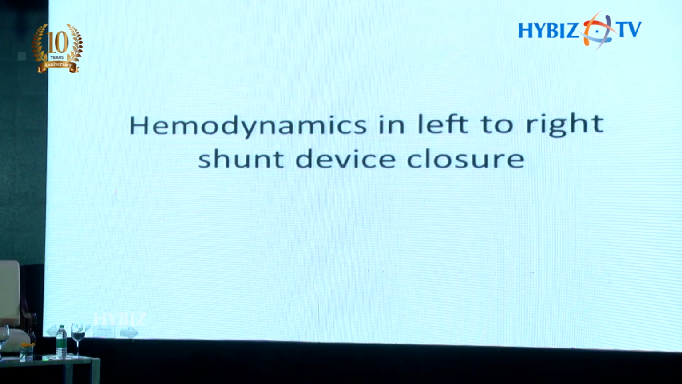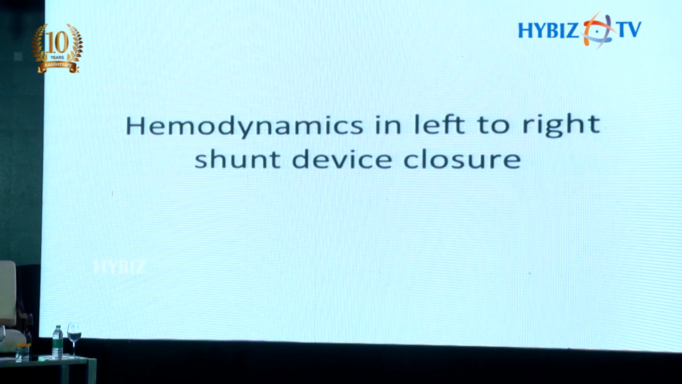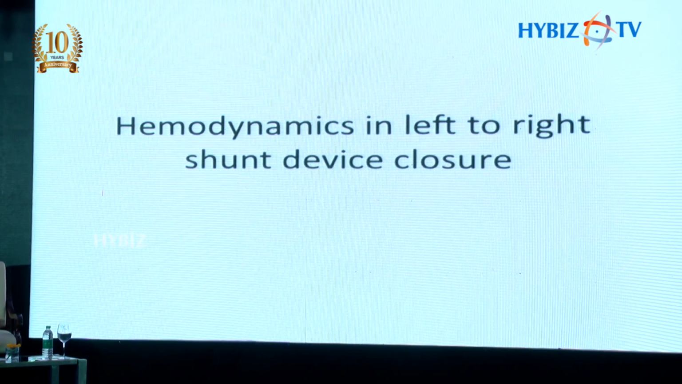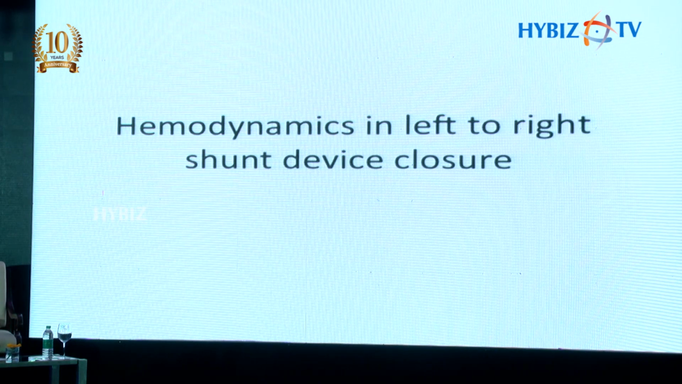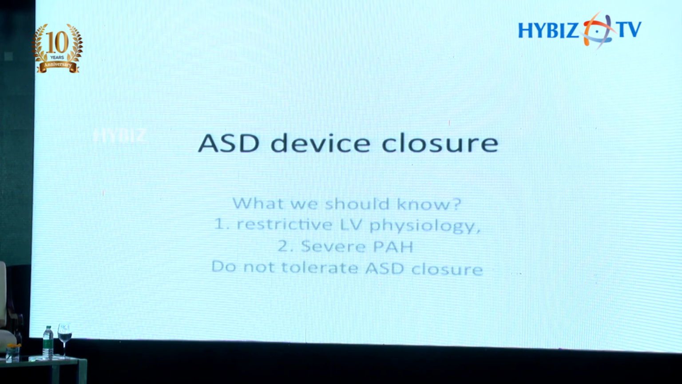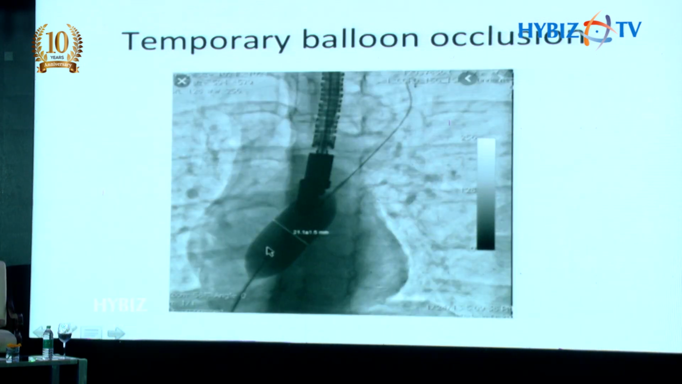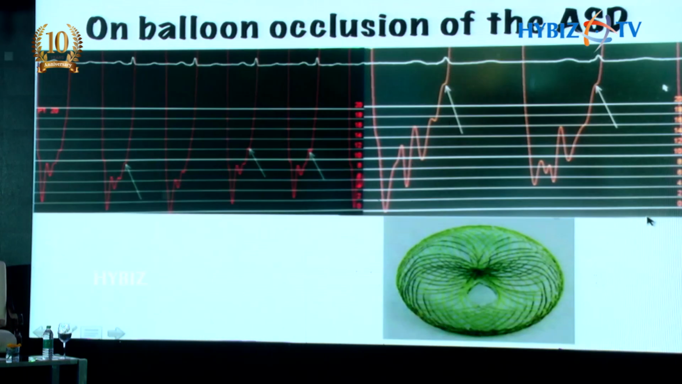We come to almost the last part, hemodynamics in a left-right shunt device closure. This is where Dr. Tandon used to inform a lot of caution before closing defects which are sort of ambiguous. In ASD device closure, we should realize that restrictive LV physiology and severe pulmonary hypertension are dangerous conditions. Restrictive LV physiology is identified by high end diastolic pressures, around 25 to 28, and in these patients, temporary balloon occlusion can be done to see how much the LVED goes up.